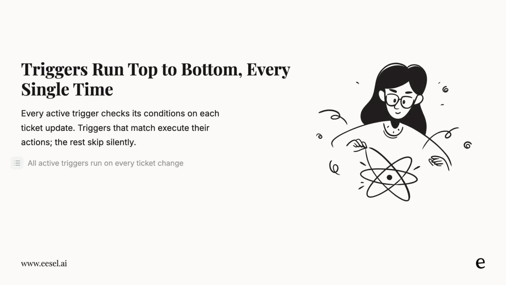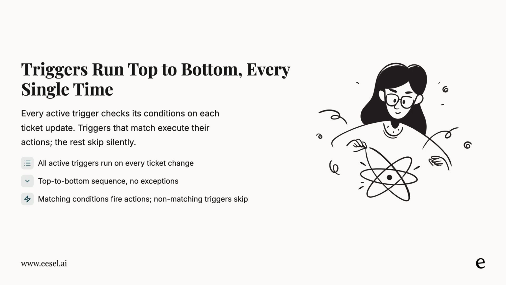Every time a ticket is created or updated, Zendesk checks every active trigger from top to bottom. Running means conditions are being checked. Firing means those conditions matched and actions are executing. All triggers run on every change. Only the ones that match actually do anything.